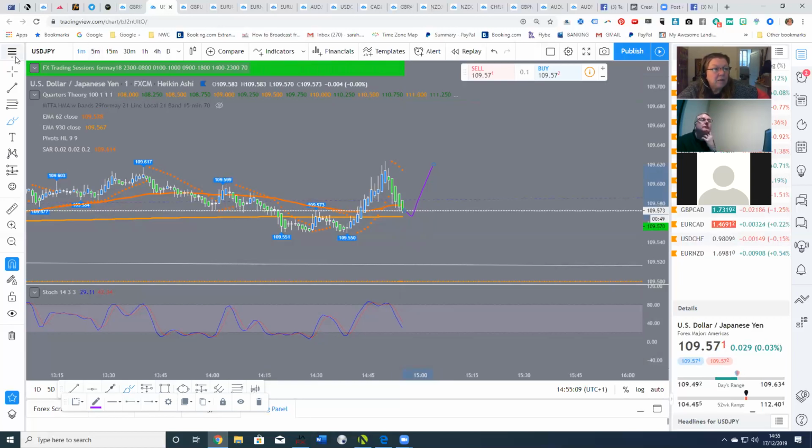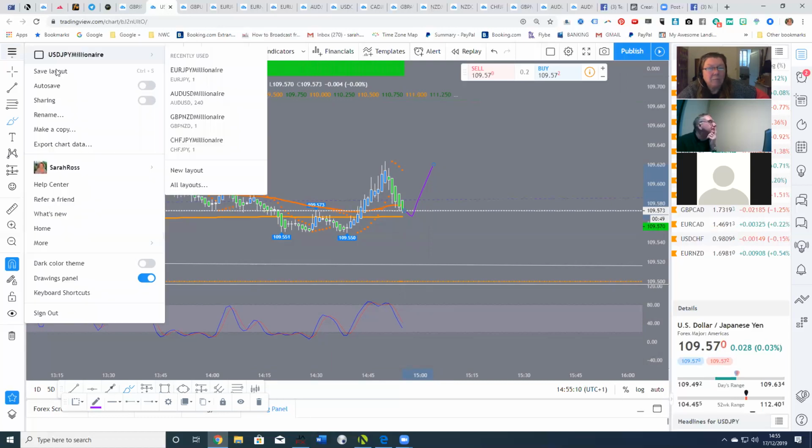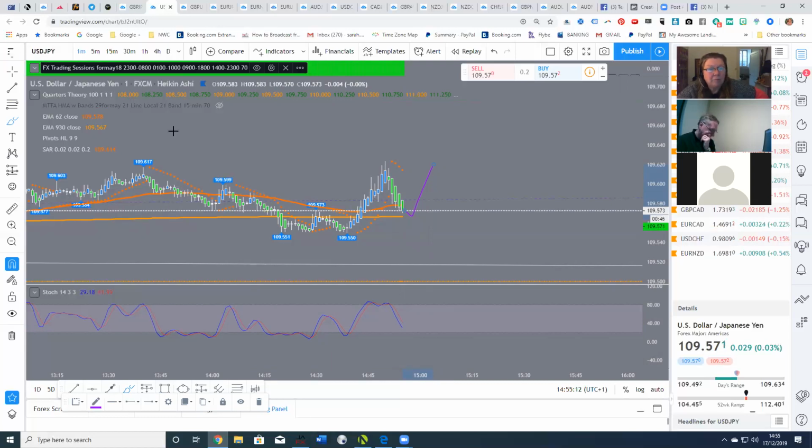And they've changed TradingView. I don't mind, it's just that every time you get used to something, they think of something else, just to keep you on your toes.